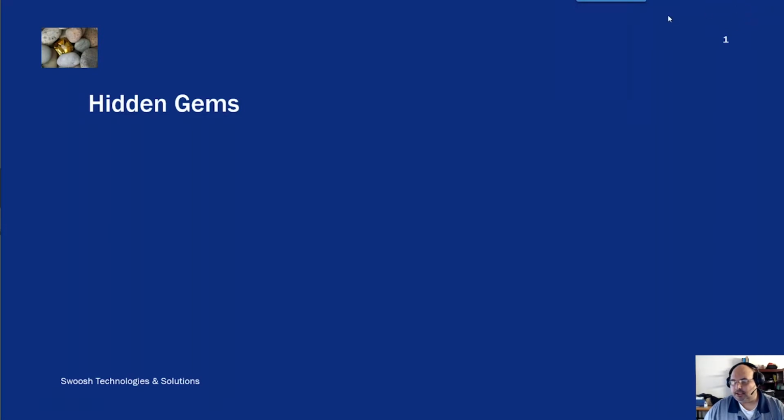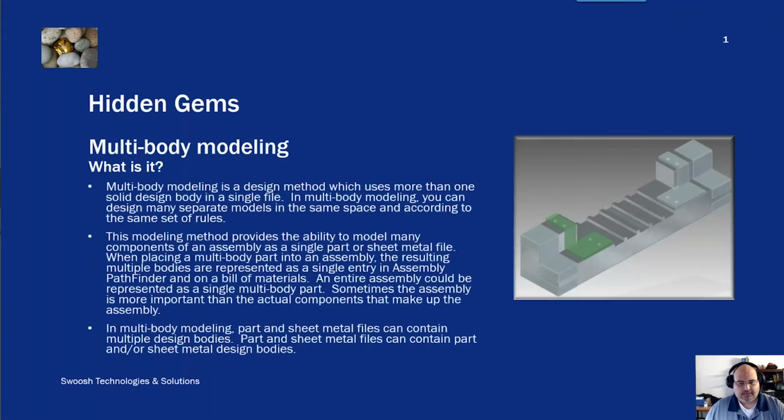So we're going to take a look at some of what we call hidden gems, or you can also think of them as forgotten favorites from the past that sometimes get overlooked, but they're powerful tools inside of Solid Edge that we can utilize. The first one I'm going to be touching on is called multi-body modeling.